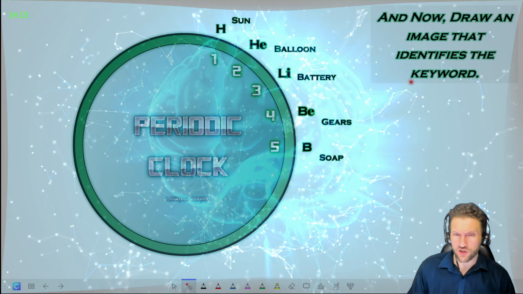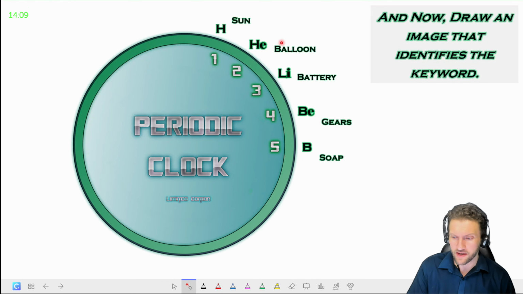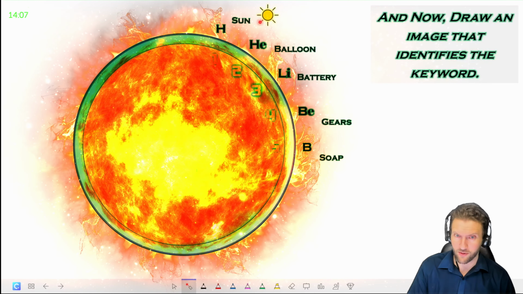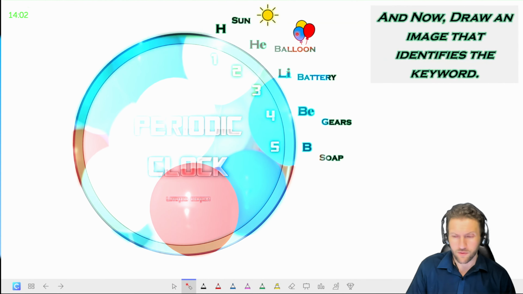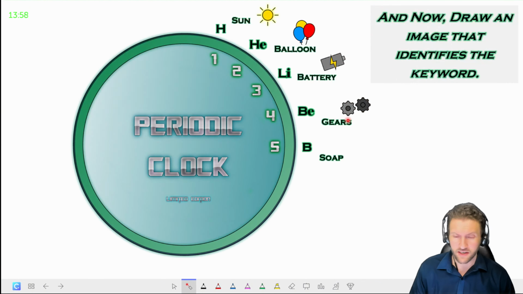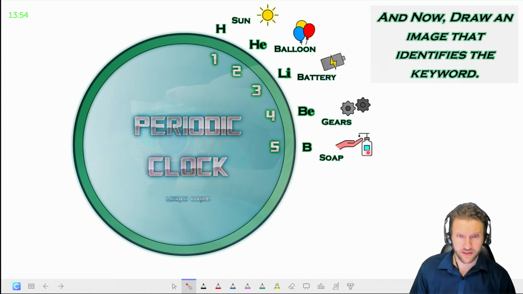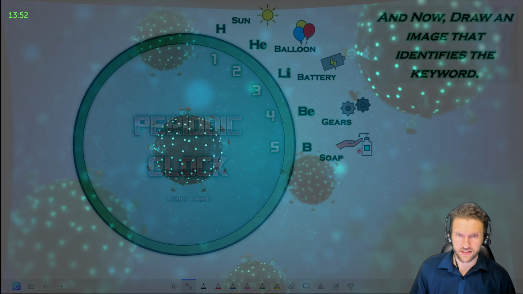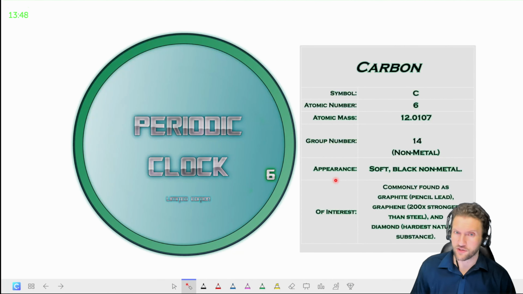Now for the next one, choose an image that can represent either the word or the element. Maybe you want to mix it up a little bit, your choice. But I'm going to go with a nice diagram of the sun. Excuse my artistic hand, it's not as good as it can be, but that's not too shabby. We have the balloons. We have a lithium battery by the looks of it. A couple of gears moving together and a little bit of soap. Oh, that's pretty handy. Very handy with all these viruses going around these days. Anyway, that takes us on to element number 6.